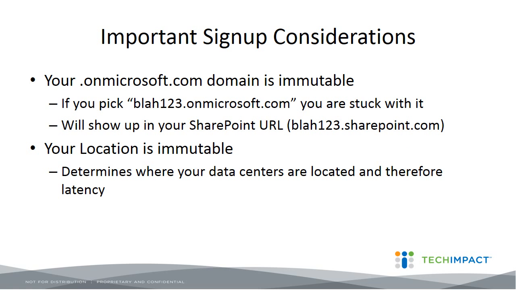Some important considerations. You can never change your .onmicrosoft.com domain name. You are stuck with it forever. Mostly you won't see it, but it does exist in your SharePoint URL. We used to be npowerpa, and now our SharePoint URL is npowerpa.onmicrosoft.com, and there's nothing we can do to change it. So be smart about that decision. You also can't change your location when you sign up for the account. That determines where your data centers are. So make some smart decisions about that. And that's all I had for sign-up considerations.